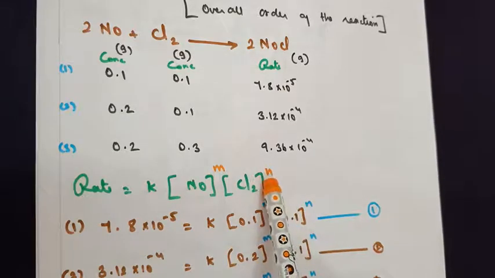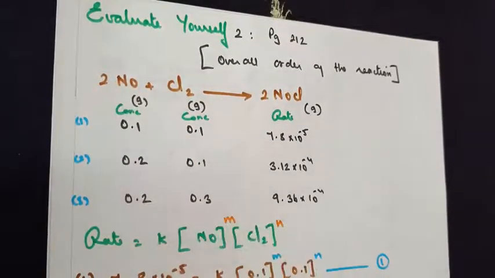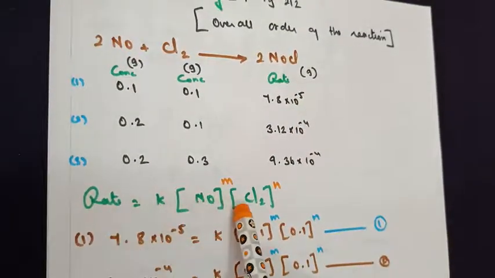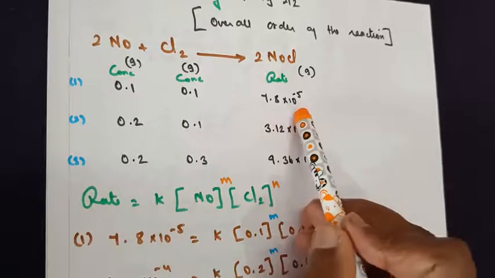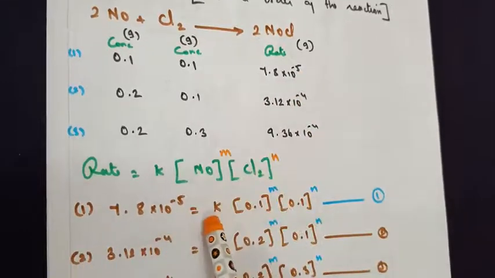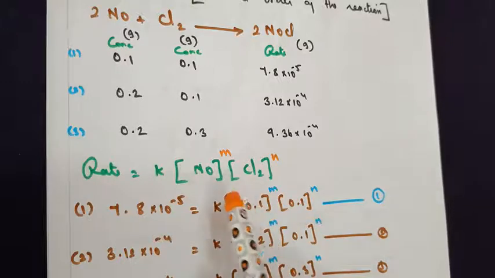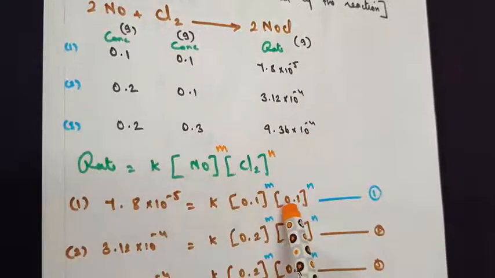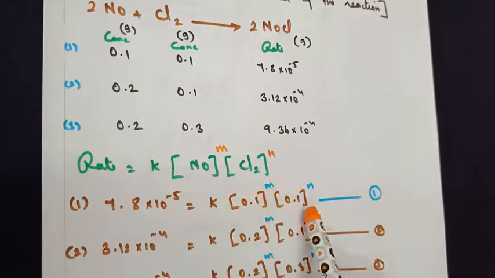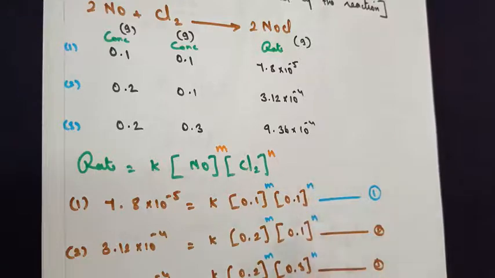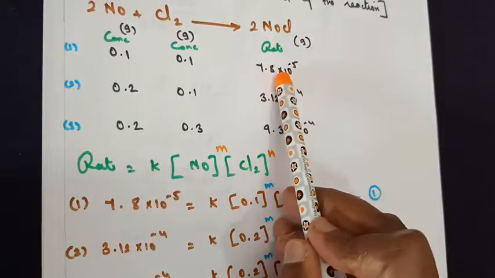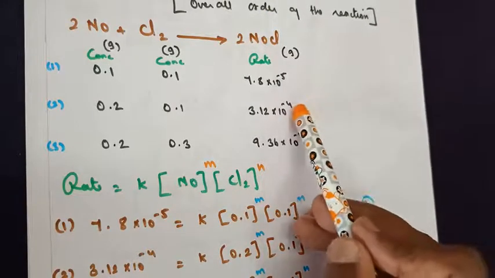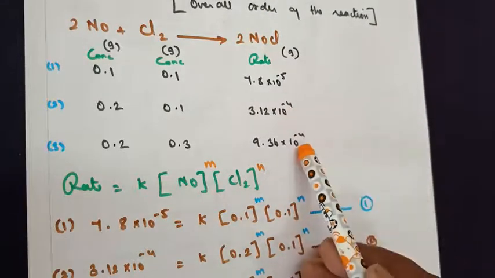Please do not get yourself confused with the stoichiometric coefficient here. For the first step, you write in terms of this formula. So rate is equal to 7.8 into 10 to the power 5, equal to K, the value of which we do not know. Now NO, what's the concentration? 0.1. The concentration of chlorine is also 0.1. So 0.1 to the power m and 0.1 to the power n. M and n we are adding because our question is to calculate the overall order of the reaction. Similarly, you do the same thing for the second step and for the third step.